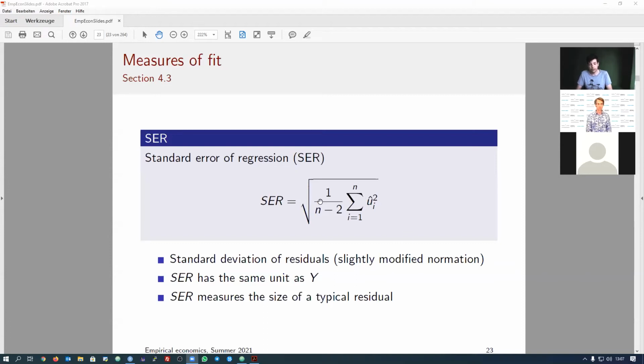Consider also that dividing by n minus 2 doesn't really make a big difference nowadays, especially if you're talking about larger data sets. If you have data in the many hundreds, many thousands, or even many 10,000 observations, it doesn't make a difference at all whether I divide by n minus 1 or n. So just remember that.